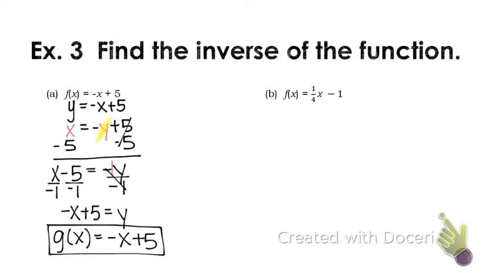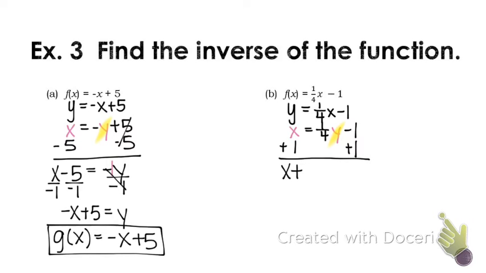Now, let's try it again with letter B. What do we do first? Change f of x to y, and it equals 1/4 x minus 1. All right, what's step 2? Switch x and y. So the y becomes an x. I bring down the equals. I bring down the 1/4. The x becomes a y, and I bring down the minus 1. What am I trying to solve for? Y. So what do I have to move first? How do I move the 1? I add it to both sides. Can I combine x and 1? No, I just have to bring down x plus 1, and it equals 1/4 y.